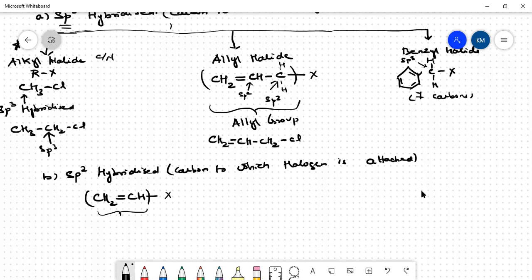Okay, in the X attached to this carbon, what is the hybridization of this carbon? sp2. This is known as a vinyl group. So this is a vinylic halide. For example, CH2=CHCl is vinyl chloride.